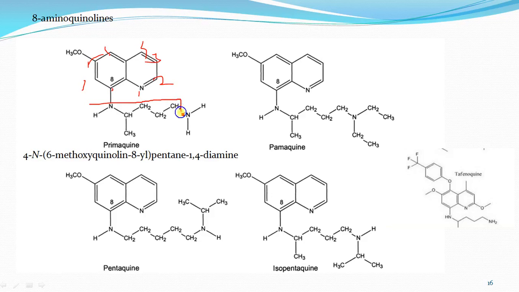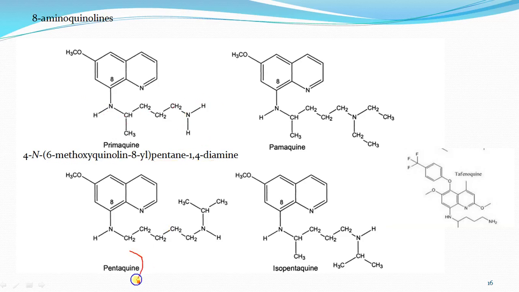This is the pentane chain, and the 1st and 4th carbons are substituted with the diamine functional group. So this is the IUPAC name of primaquine, that is N4-(6-methoxyquinolin-8-yl)pentane-1,4-diamine. Pentane carbons 1, 2, 3, 4, 5, and the 1 and 4 positions are substituted with the amine functional group. So this is known as 1,4-diamine.